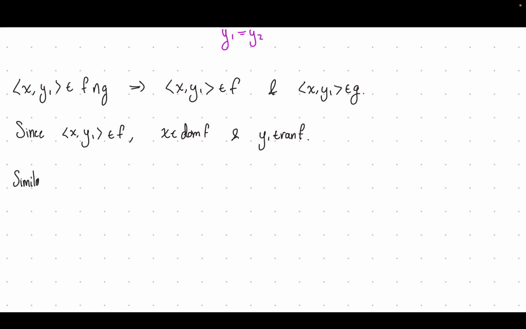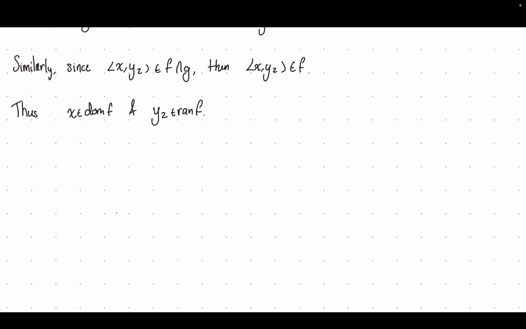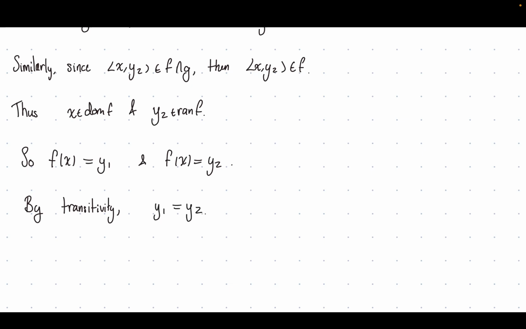Now, similarly, since (x, y2) is in f intersect g, then (x, y2) has to be in f. Thus, x is in the domain of f, and recall that this x is the same thing. This x is the same as this x, right? And y2 is in the range of f. Okay. So f of x is equal to y1 and f of x is equal to y2, by transitivity. y1 must be equal to y2, right?